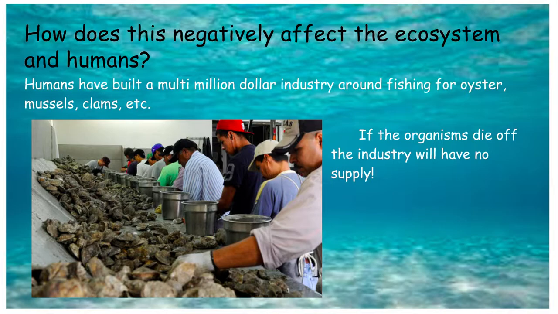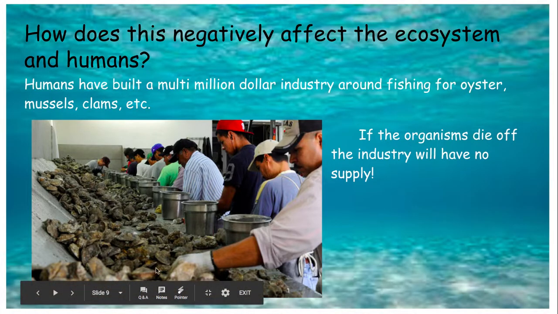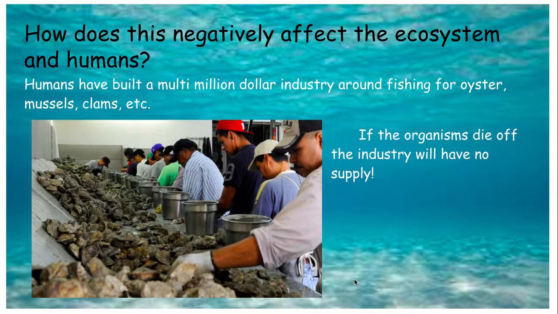Fish that feed on these animals with calcium-based structures, if they die off, the industry has no supply. And if they have no supply, they have no product to sell, and they make no economic contributions. And then they're out of jobs, and that's an even bigger problem. All right, so all of this is not just an environmental problem, it's a very real economic problem.